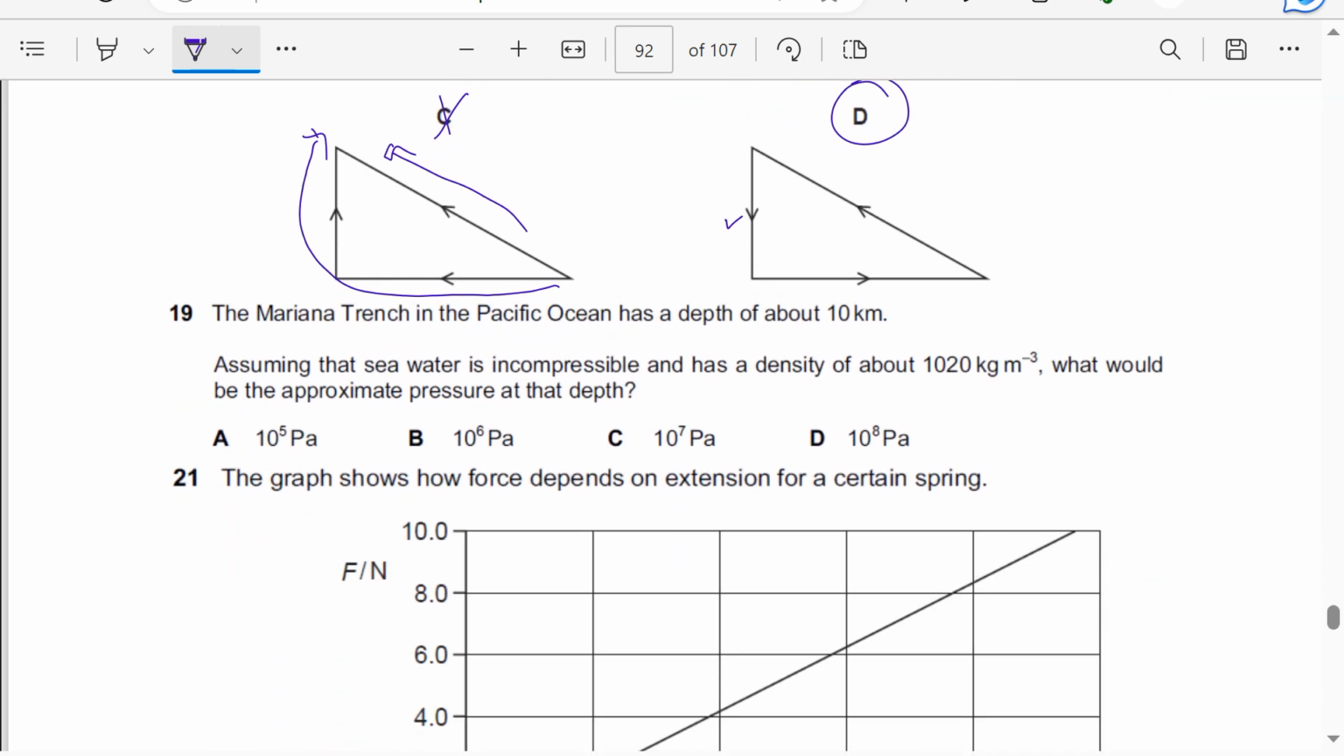The Mariana Trench in the Pacific Ocean has a depth of 10 kilometers, assuming that seawater is incompressible and has density of 10-20 kilograms per meters cubed. What would be the approximate pressure at that depth?